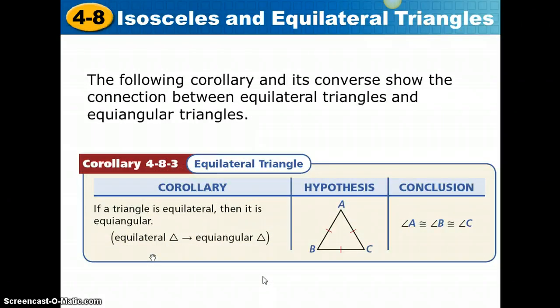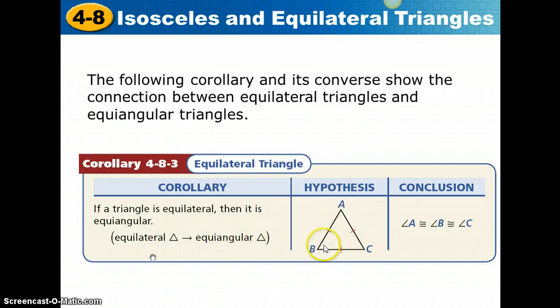Alright, in this lesson we have another corollary, two more actually, that will come from our understanding of equilateral triangles. Corollary 4.8.3: if a triangle is equilateral, then it is also equiangular. That's something we've mentioned several times throughout class, but it does come from our understanding of what an equilateral triangle is. If you were ever to use this in a proof, you would need to write this statement: equilateral triangle leads to equiangular triangle. Or if we have an equilateral triangle, then we have an equiangular triangle.